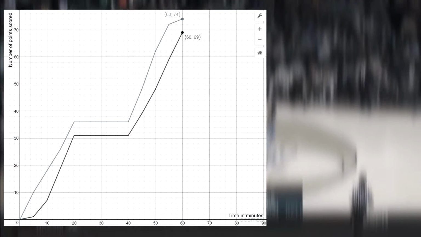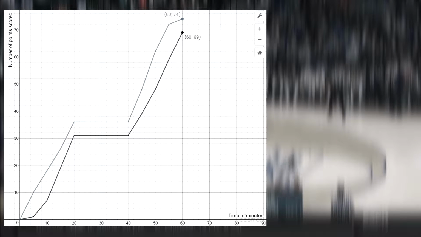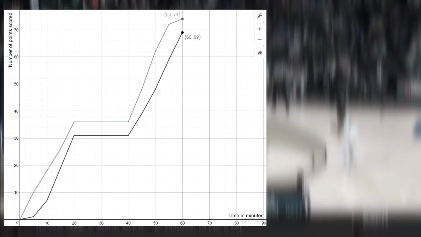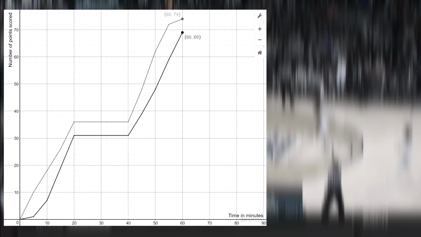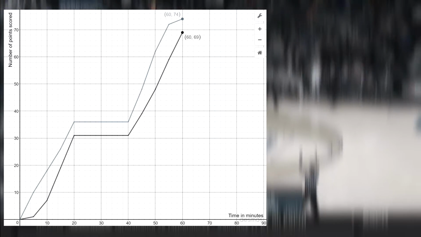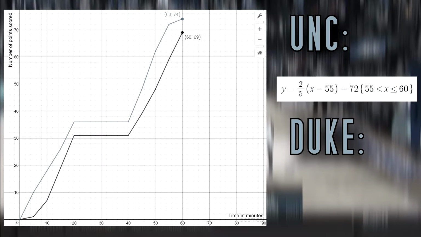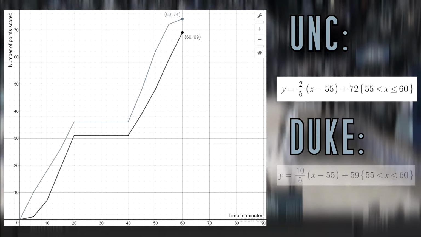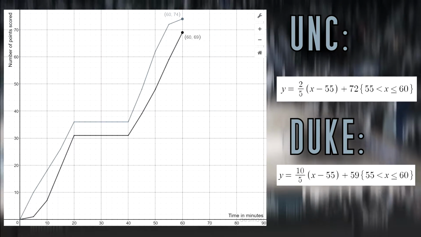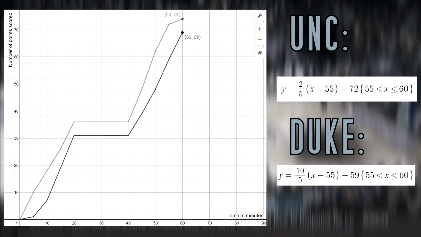Here is the graph of the progression of the score during the last 5 minutes of the game. In this graph, you can see that Duke came back to bring the score within 5 points, holding UNC to only 2 points, but they did not have enough time to mount the win. In this time interval between 55 and 60 minutes, UNC's piecewise function is 2/5(x - 55) + 72, and Duke's piecewise function is 10/5(x - 55) + 59.